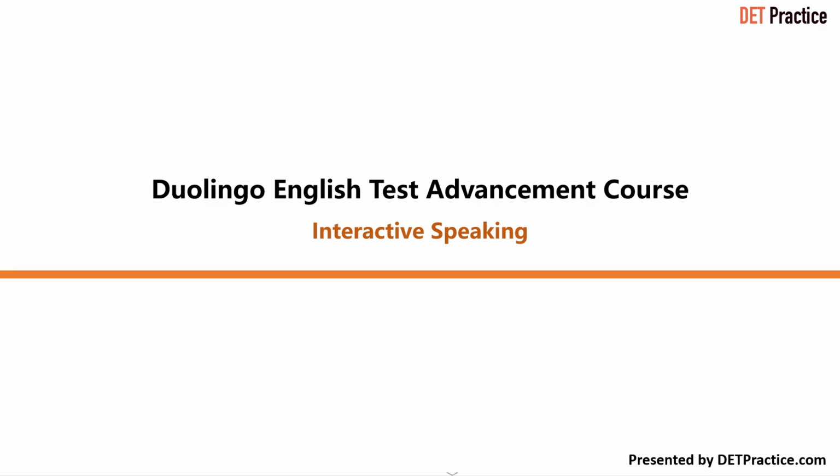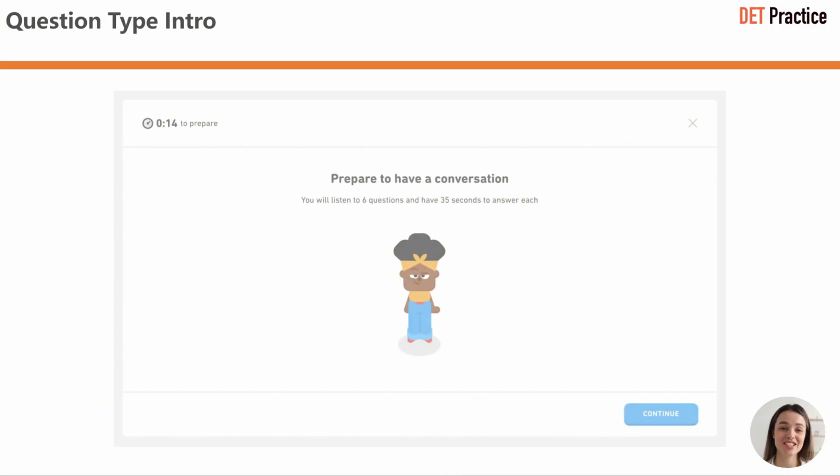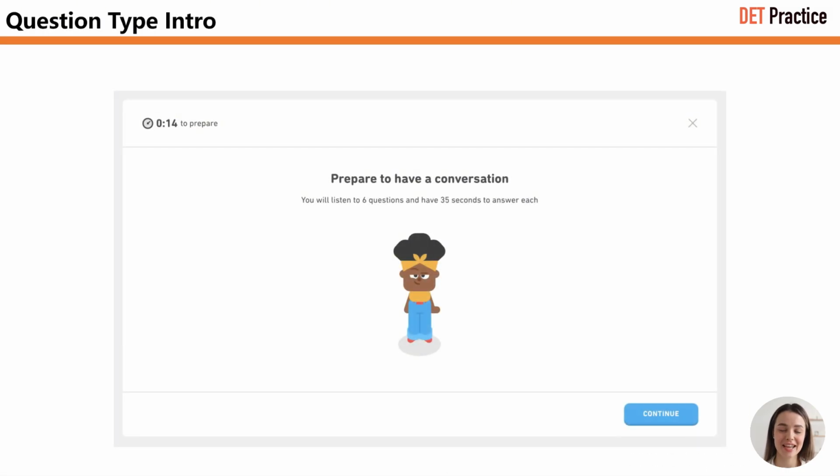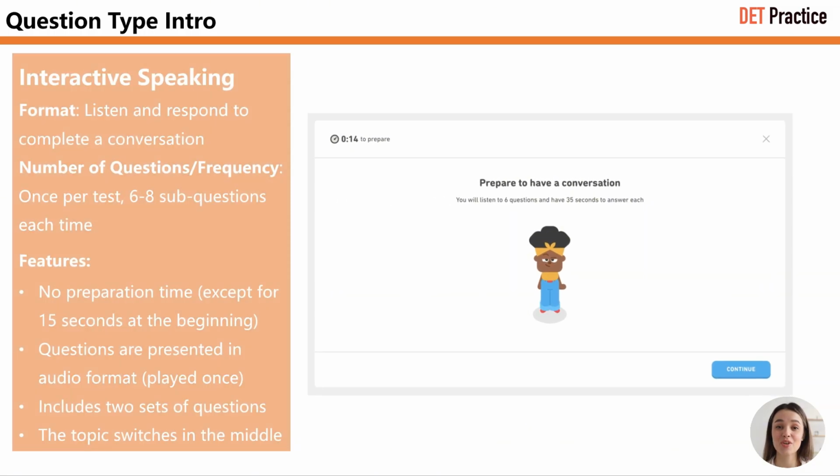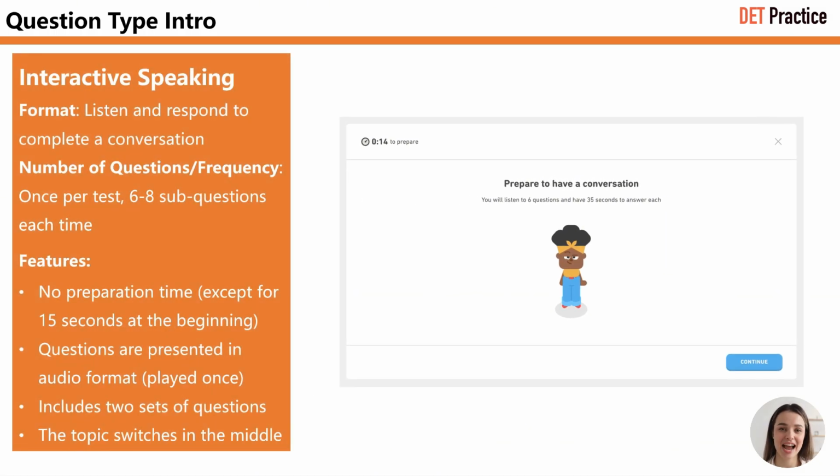Today, we're going to explain the question type, interactive speaking. Let's start with the introduction section. Interactive speaking is a new question type added in July 2025, replacing a previous exam question type called Listen and Speak. Interactive speaking appears in the form of a dialogue where students will hear 6 to 8 questions and are required to answer each question immediately after listening, completing the conversation.